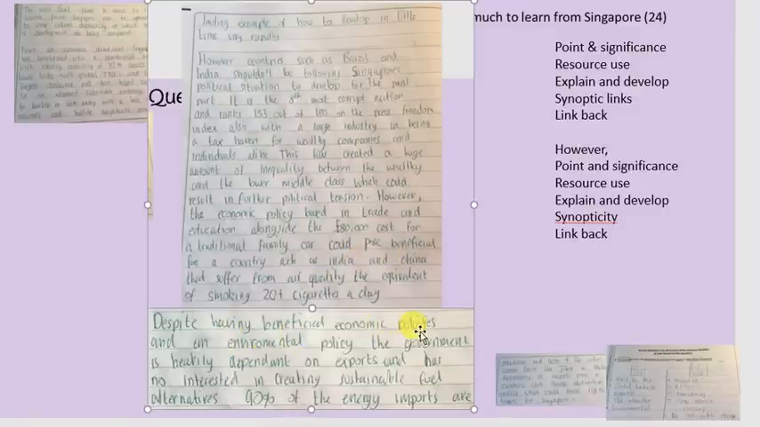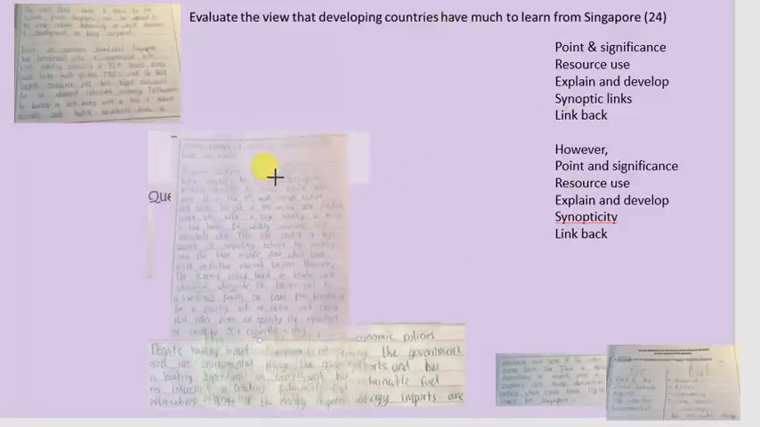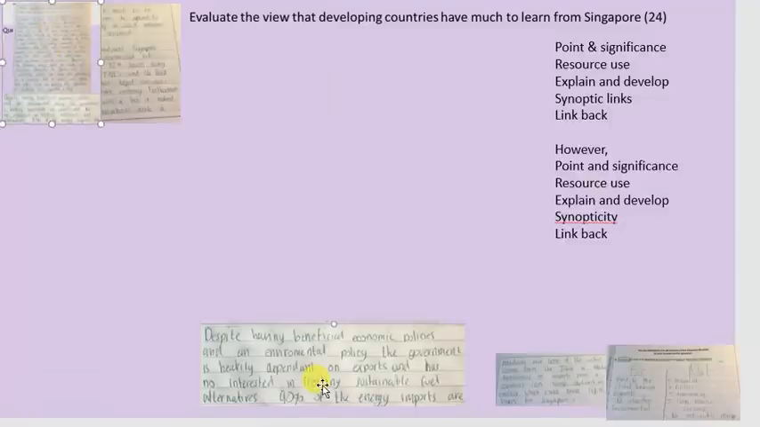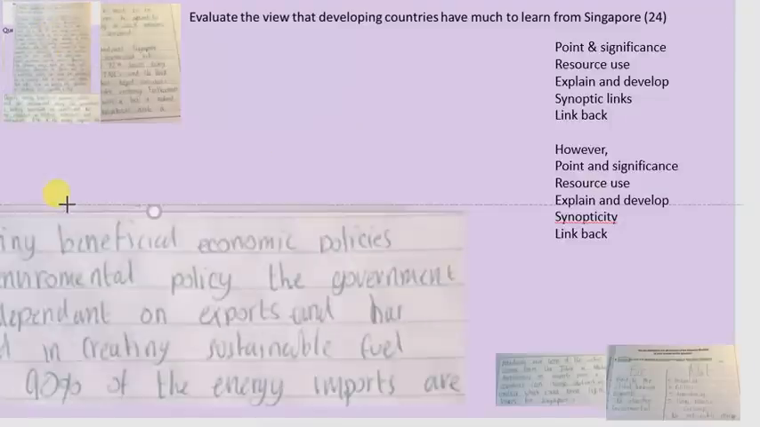Despite having beneficial economic policies and environmental policy, the UK government is heavily dependent on exports and has no interest in creating sustainable fuel alternatives. So players, actions, touches on future a little bit. Like I said, this answer's not perfect. It's got some really good elements, and it's got some that are missing. But I think the development of the argument's pretty good.